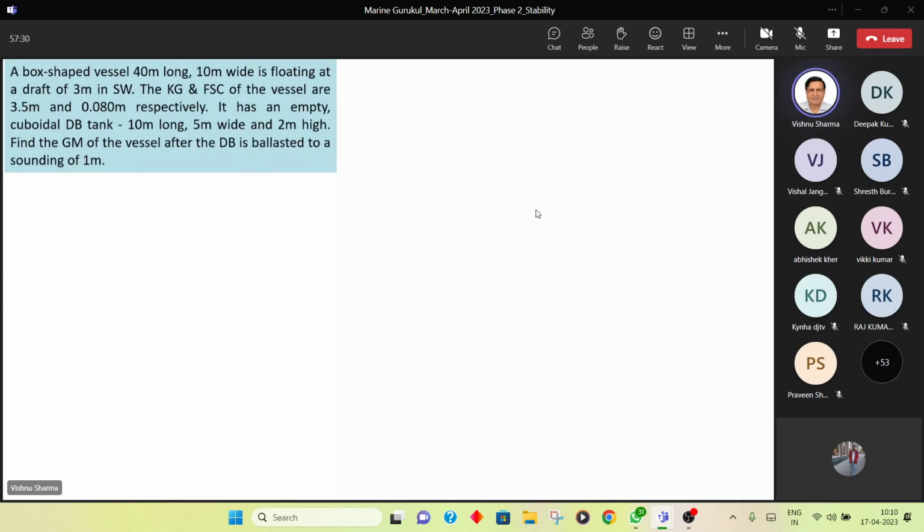Okay. Now, first, let me make the vessel. It's 40 meters, 10 meters, 3-meter draft, and so this is the initial draft of the vessel, and our displacement is not given. KG initial is given as 3.5 meters, guys, in the question. Our FSC initial is given as 0.080 meters. And then, of course, the tank is there. Wherever it may be, a longer line, doesn't matter.